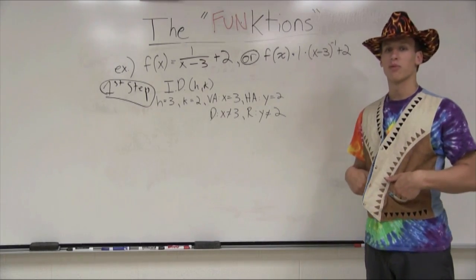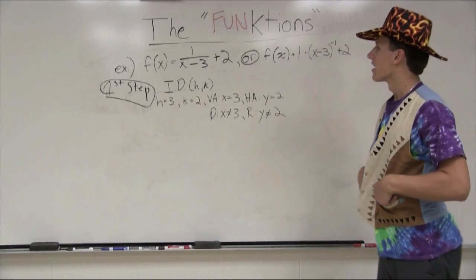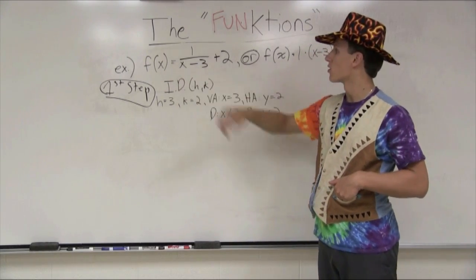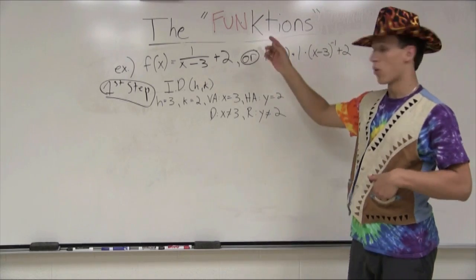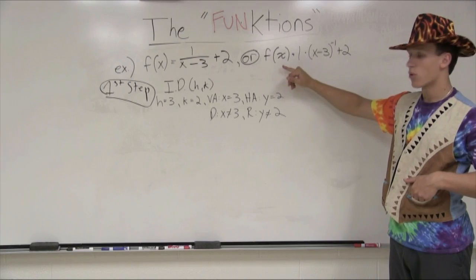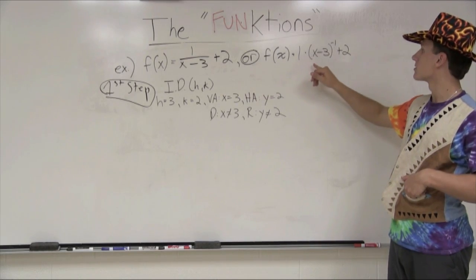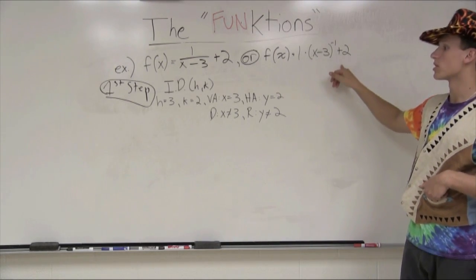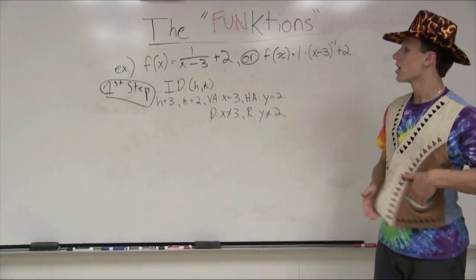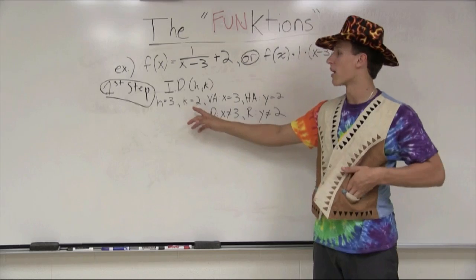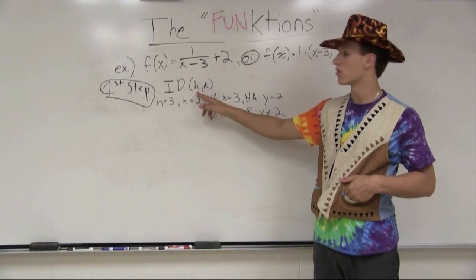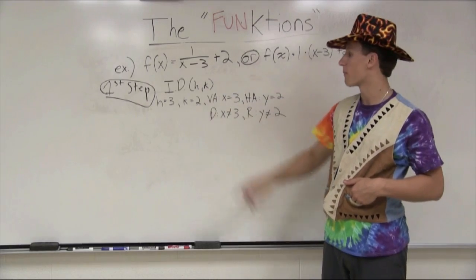Right here we have an example of a rational function. This function, f of x or y, equals 1 over x minus 3, plus 2. Or you can write it this way, as I explained earlier in the formula: f of x or y equals 1 times (x minus 3) to the power of negative 1, plus 2. After you find this, which is just the formula, the first step is to identify h and k, where h is the horizontal shift and k is the vertical shift.